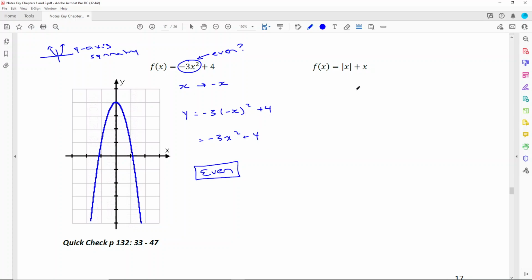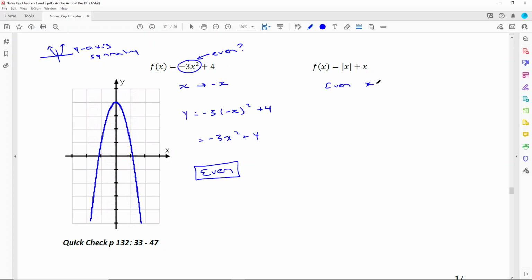Okay, what about this last guy? Well, this one, I don't know, should I test even or odd? I mean, which one's my leading term? An absolute value of x doesn't really have an exponent per se, maybe a 1, but let's just test, okay? So if you're not sure what the leading term is, or you're not sure if you should test even or odd, just test both. So let's do the first. Let's test to see if it's even.